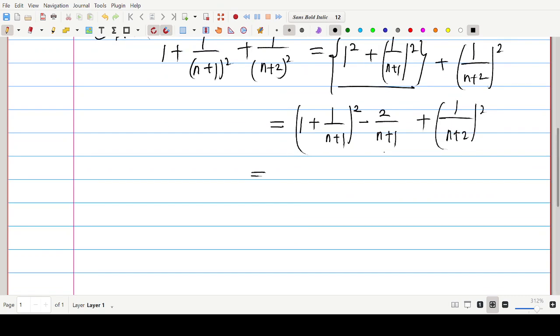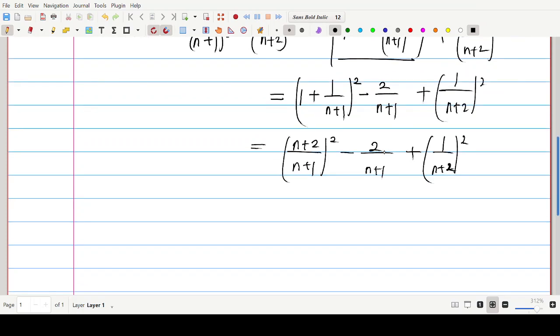On simplifying the first term, we have our result as n plus 2 over n plus 1, all squared. Can you see that? Minus 2 over n plus 1, plus 1 over n plus 2, all squared. Now, taking the first term and the last term, we have n plus 2 over n plus 1, all squared, plus 1 over n plus 2, all squared, then minus 2 over n plus 1.